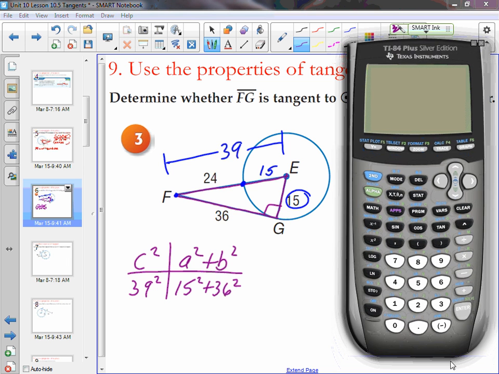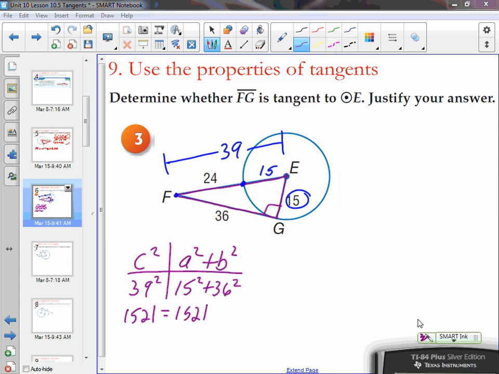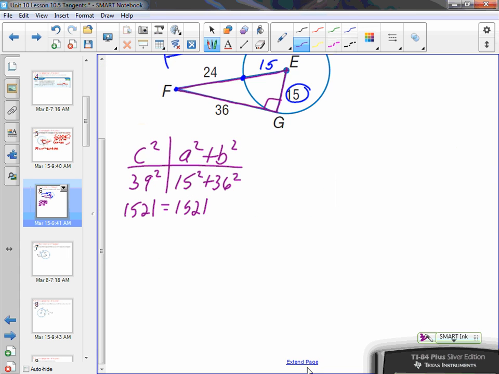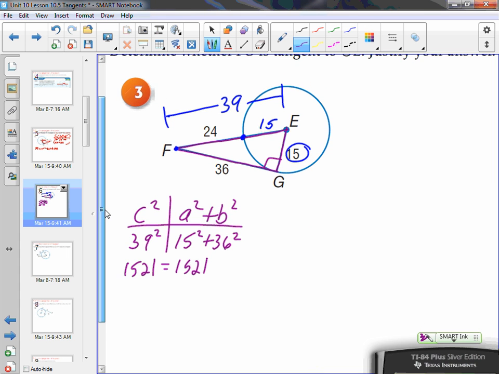And let's use our calculator. 39 squared is 1521. Then I can do this in one step. 15 squared plus 36 squared. Oh, that's also 1521. So that is a right triangle, which means angle G is a right angle, which means the radius is perpendicular to the line, which means it's a tangent.